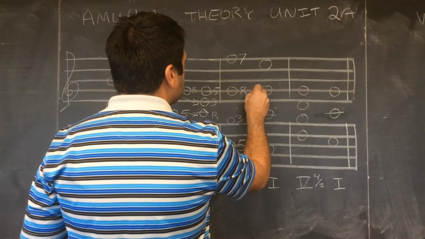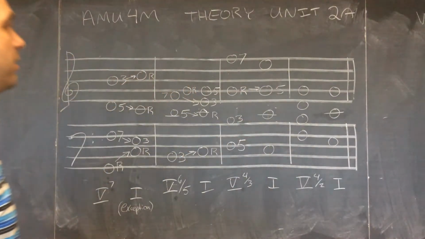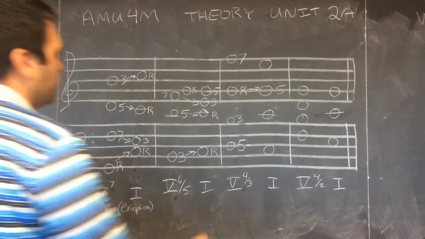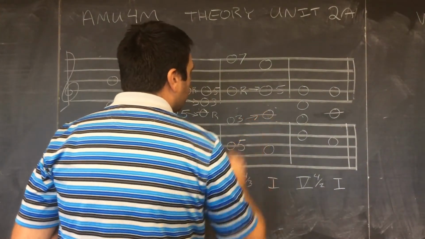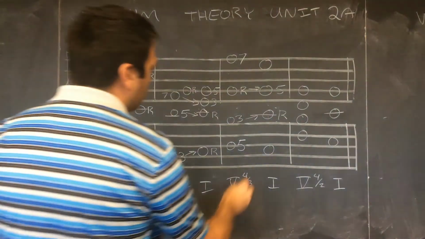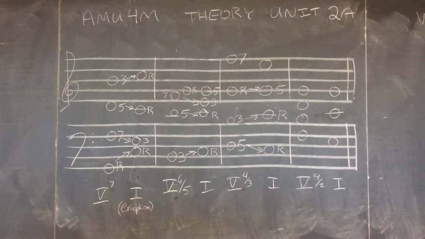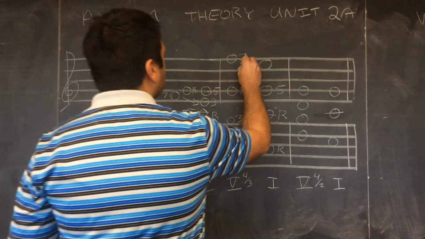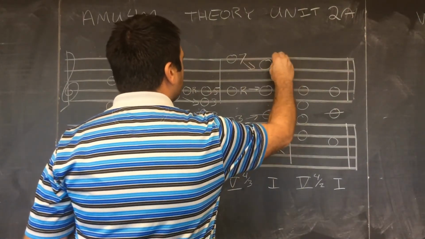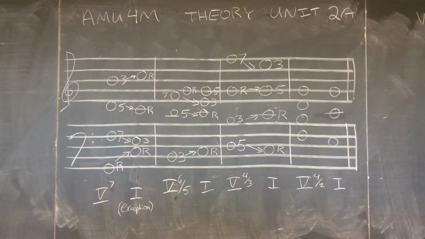Root stays the same, becomes the fifth. Third goes up a step, becomes the root. Fifth goes down a step, becomes the root. Seventh goes down a step, becomes the third. Again, two roots, a third and a fifth. Strong sense of resolution, we've got the C in the bass.